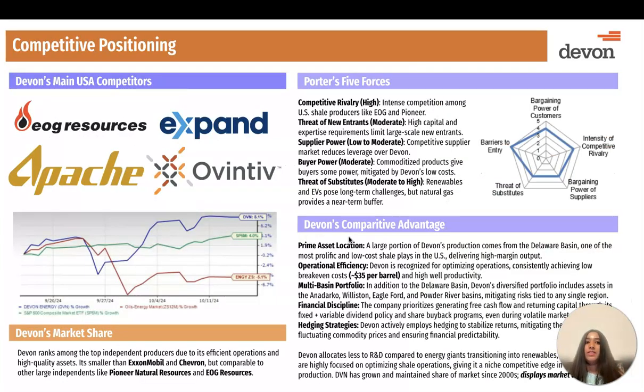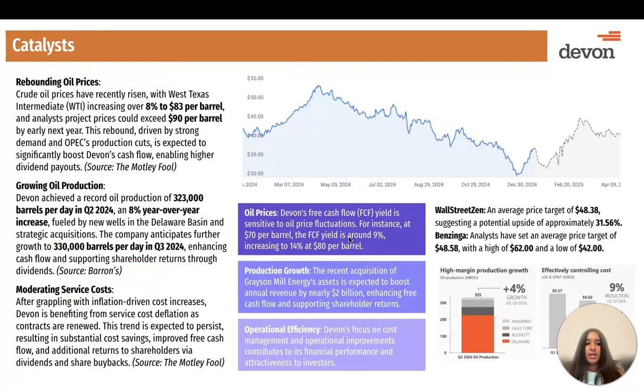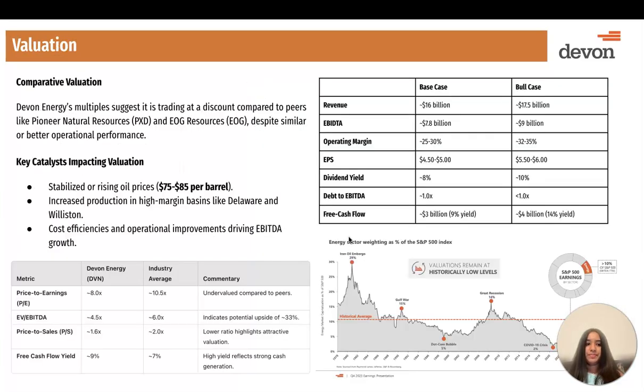Next, we talk about Devon's specific competitive positioning. So for example, we talk about a SWOT analysis or their comparative advantage compared to other companies and competitors in the US. So here we'll talk about things like market share and other financial disciplines that will allow us to hedge these strategies. Next, we have catalysts. So here we can talk about other things that will really shift the price of Devon stock. So that could be rebounding oil prices or growing oil production, as well as service costs.